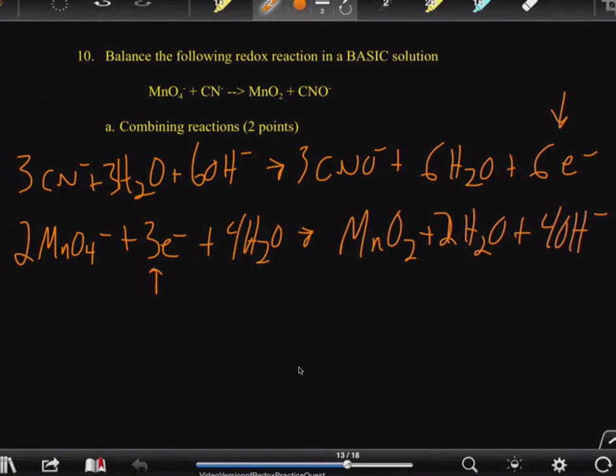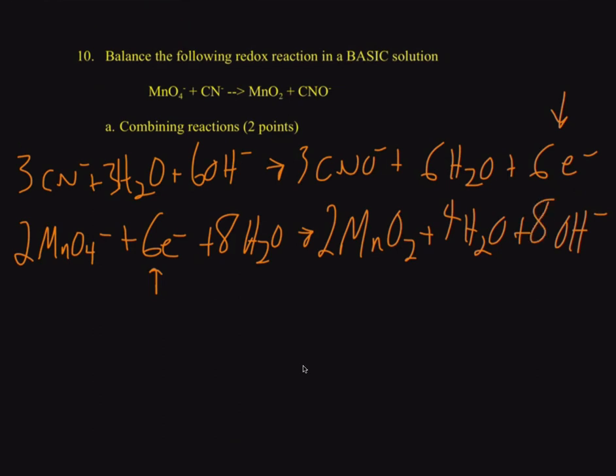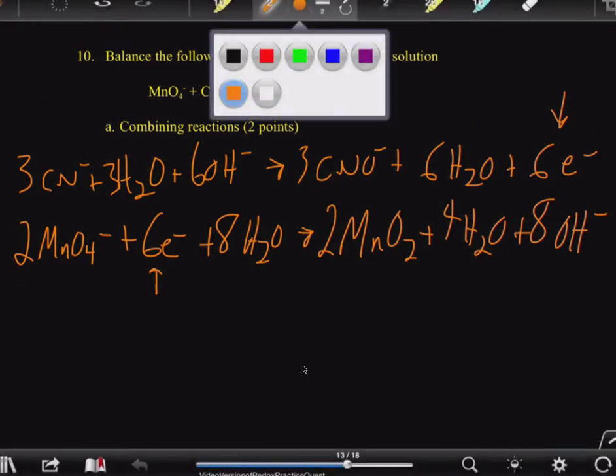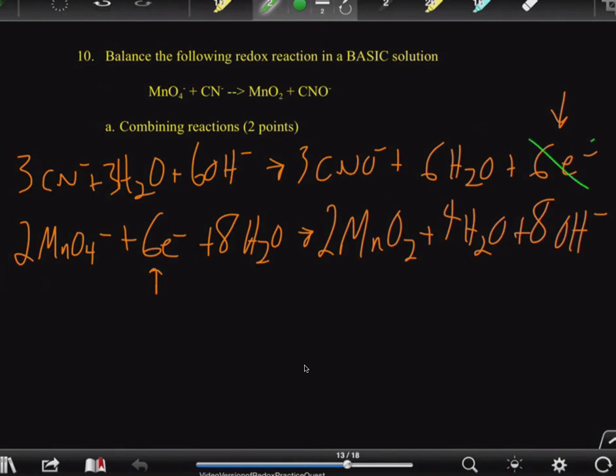Down here in the reduction half, we're going to end up with 6 electrons. We're going to get 8 water molecules here. We're going to get 2. We're going to have 4 water molecules on this side, and we're going to have 8 hydroxides here. So we can start looking at how we can cancel out some of these things that appear on both sides of the equation. And the first thing that we're going to be able to cancel out is the electrons. The 6 electrons appear on both sides.